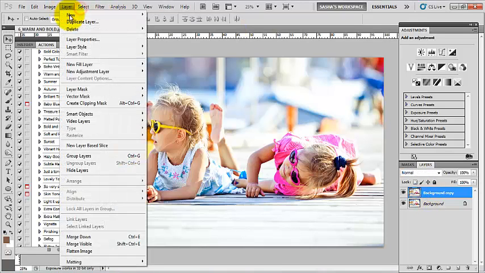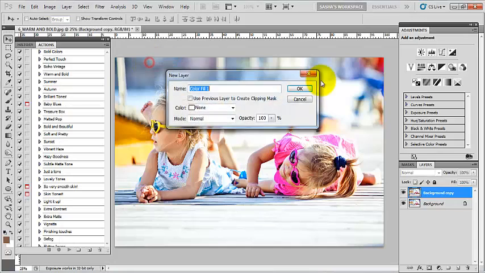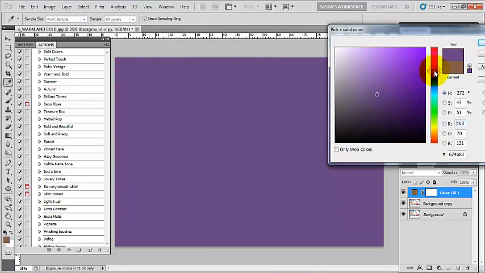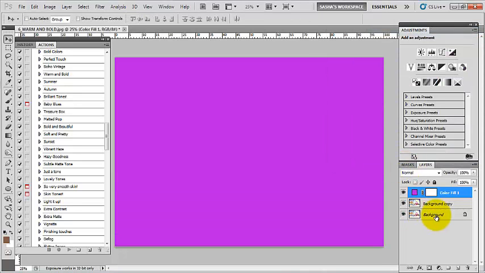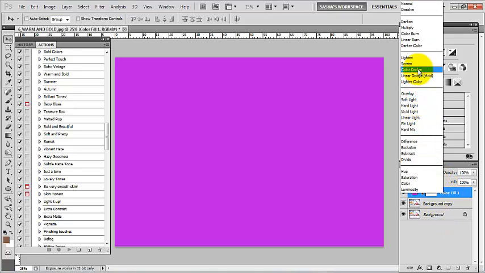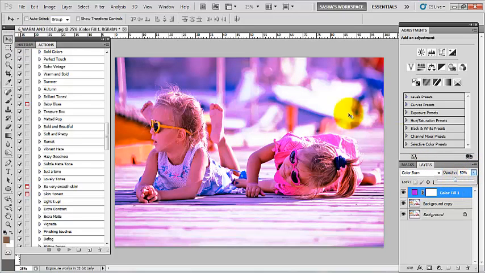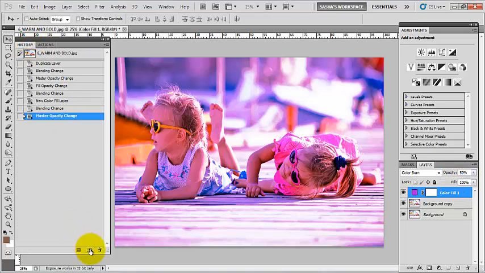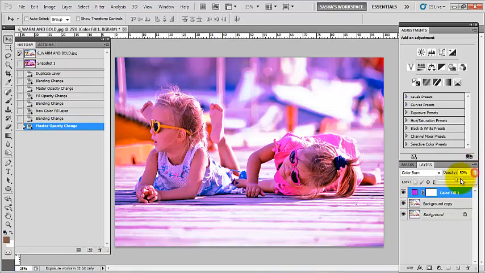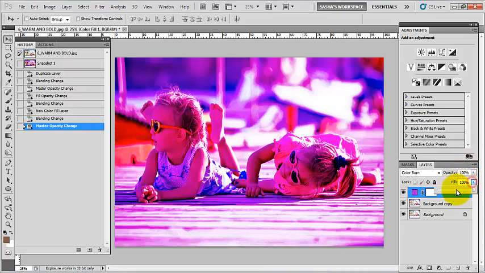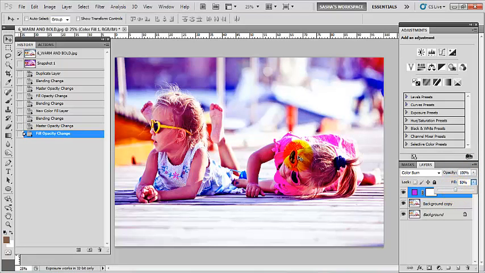Let me go ahead and make a new fill layer. Let's grab a kind of purple color here. The first one is color burn, and I'm going to show you what I mean. Here is color burn normally, and here is color burn at 50% opacity, and I'm going to take a snapshot of that. Now I'm going to put the opacity back at 100%, and we're going to do color burn at a fill of 50%.